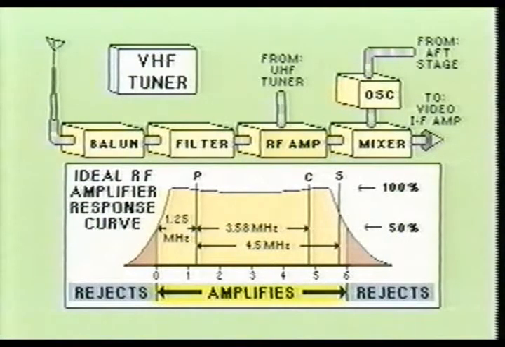The ideal frequency response of the RF amplifier will be a flat bandpass, which will allow all frequencies falling within this bandpass to be amplified equally. The response of the leading and trailing edges of the response curve will be such that all frequencies falling outside the 6 MHz bandwidth will be completely rejected.